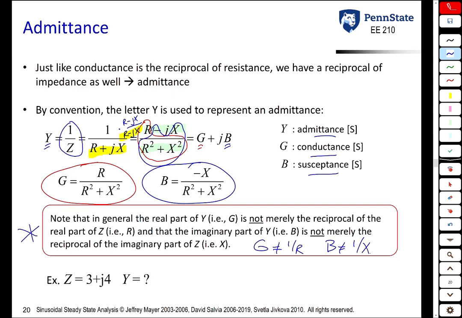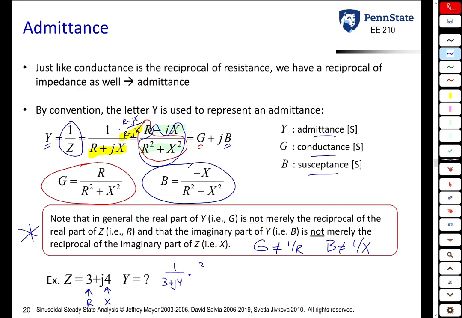And we can illustrate that below. So Z, let's say we have an impedance that's 3, which is the resistive part, plus J4, which is the reactive part. So what's the admittance? To get the admittance, it's going to be 1 over 3 plus J4.